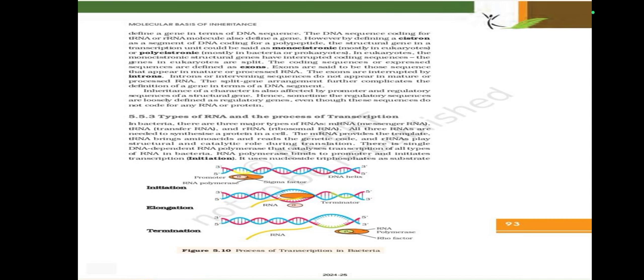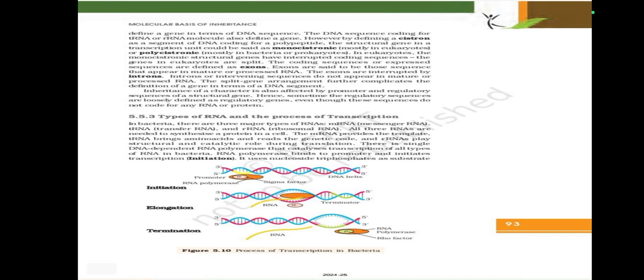Types of RNA and the process of transcription. In bacteria, there are three major types of RNAs: mRNA, messenger RNA; tRNA, transfer RNA; and rRNA, ribosomal RNA. All three RNAs are needed to synthesize a protein in a cell. mRNA provides the template, tRNA brings amino acids and reads the genetic code, and rRNA plays a structural and catalytic role during translation.